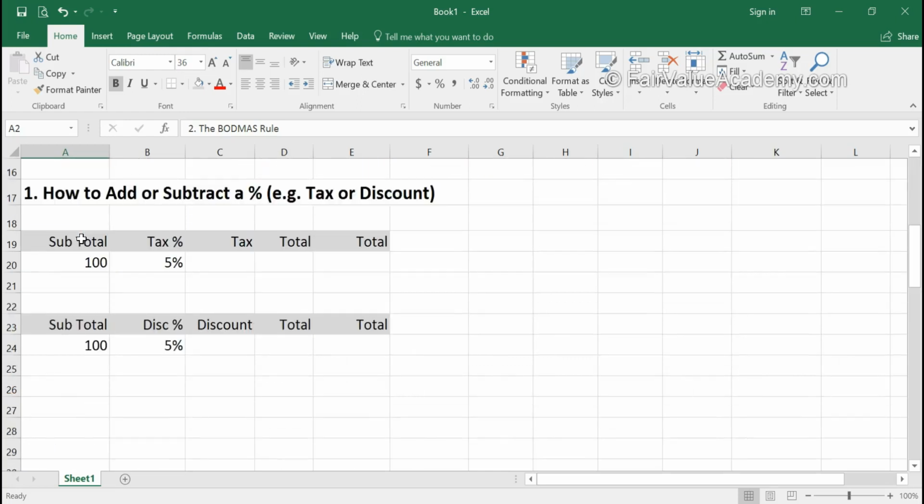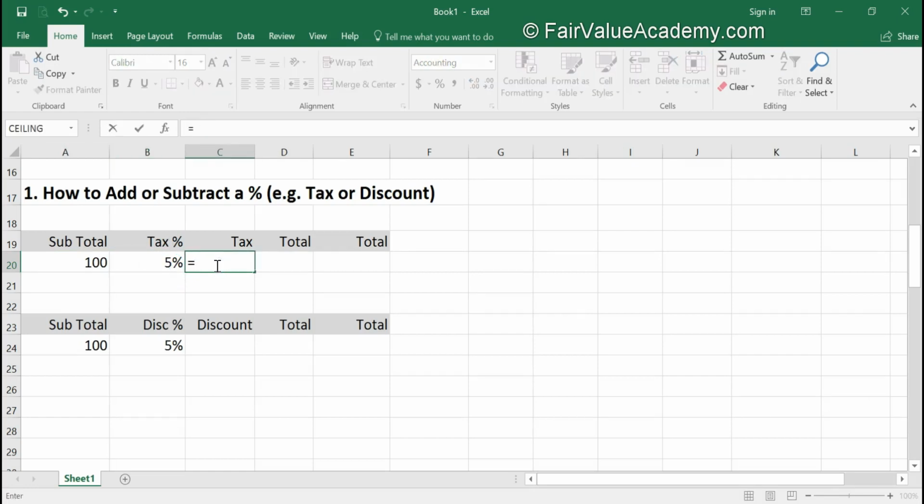So first, how do you add or subtract a percentage from a given number? Let's say we have a subtotal of 100 and we have to add 5% to it. First, we will follow the simple method and see how it goes. We calculate the 5% tax by multiplying the subtotal with the tax rate. And then for the total, we add the subtotal and the tax.